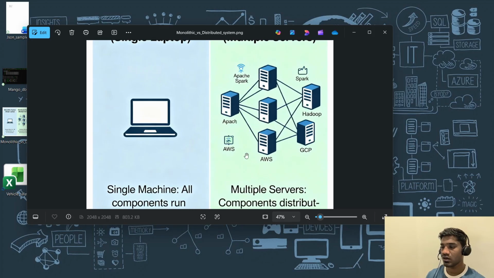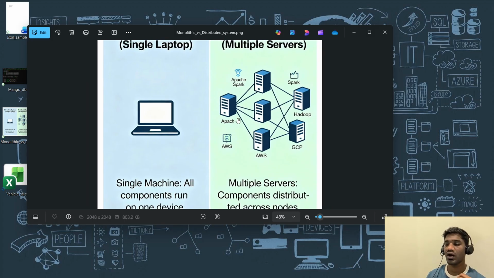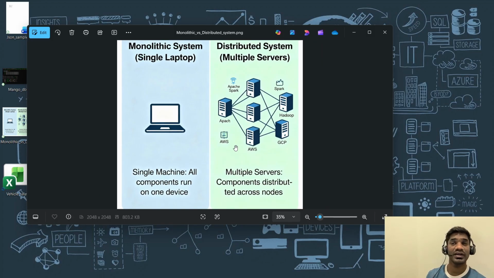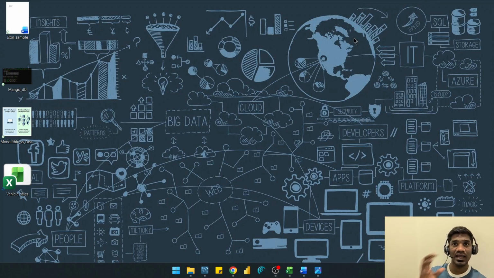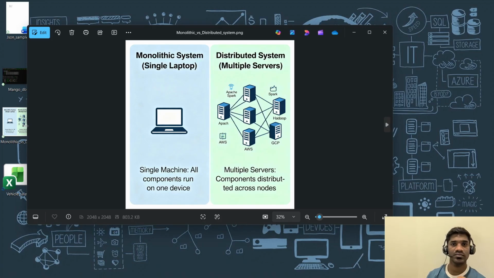You can see this here. The system is connected with another system to reduce the load which goes into a single machine. Instead of putting the entire load on a single machine, we are splitting our data across multiple systems. This high-level concept will help you understand data engineering better. With an analogy, I can explain monolithic versus distributed system very well.